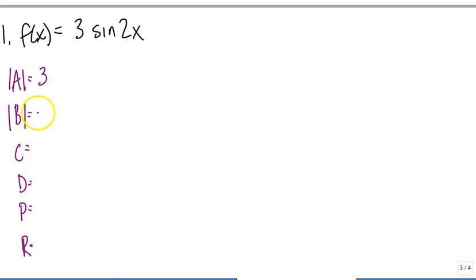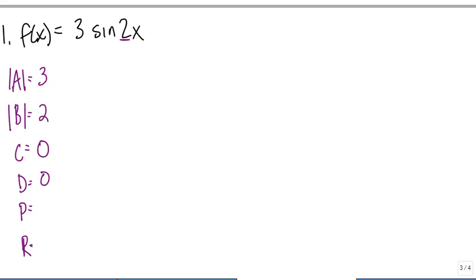The B is the number of cycles in 2 pi. That's the number that follows directly after the sine function. So this is 2. So this means it's going to repeat itself twice from 0 to 2 pi. We don't have a phase shift, and we don't have anything moving the graph up or down.